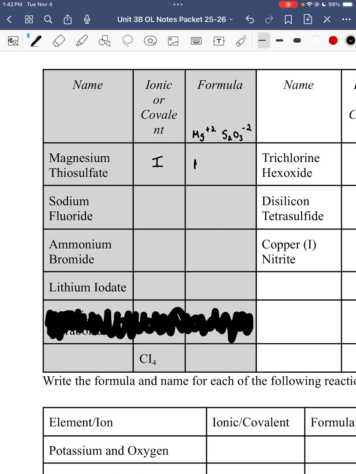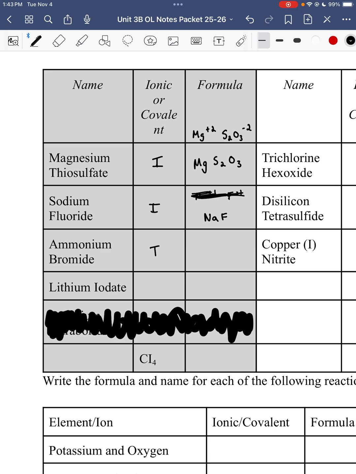So when I cross those over, my formula becomes MgS2O3 because I simplified the 2's out. Sodium fluoride, another ionic, where I have Na plus 1, F minus 1. So my final answer is just NaF. I do not include this as part of my final answer.